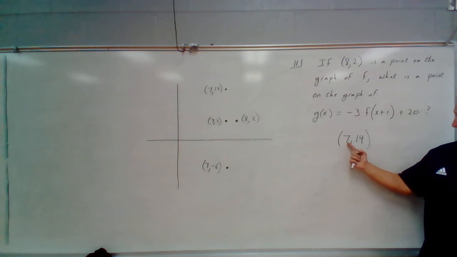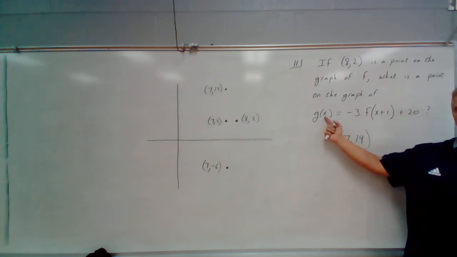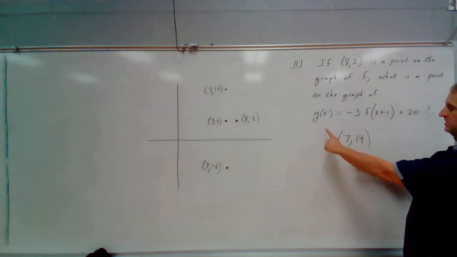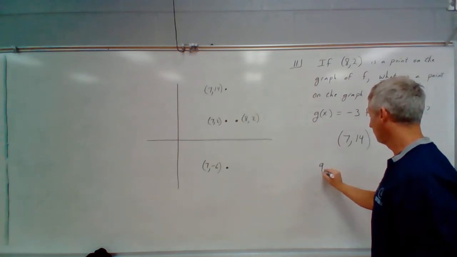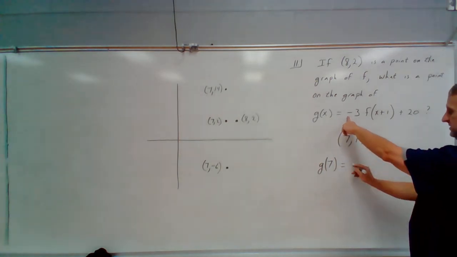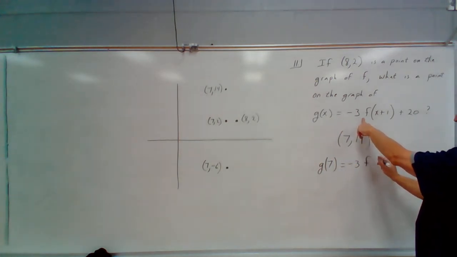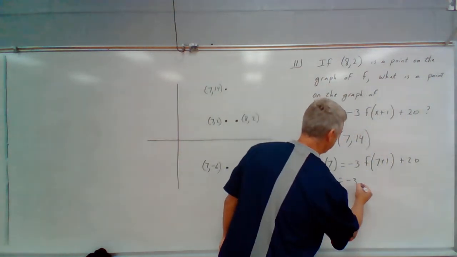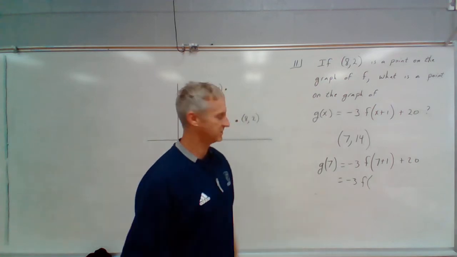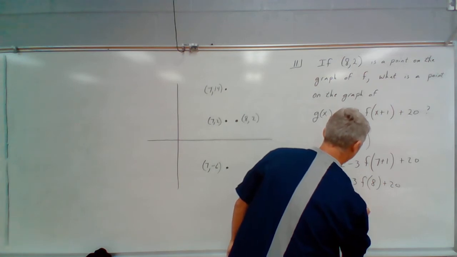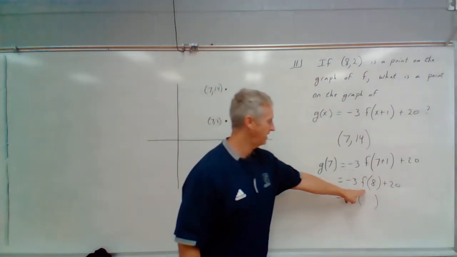So I'm claiming that if I plug 7 in for x in the g function will spit out a 14. Let's make sure that that's really true. All right, so g of 7, and this better come out to be 14. G of 7 is equal to negative 3 times f of 7 plus 1 plus 20. So that's negative 3 times f of 7 plus 1 is 8 plus 20. I got negative 3 times, what's f of 8?